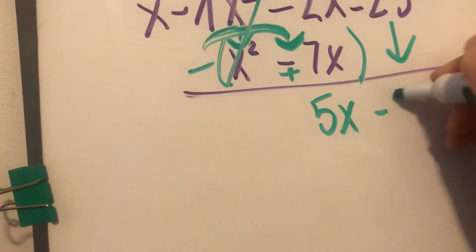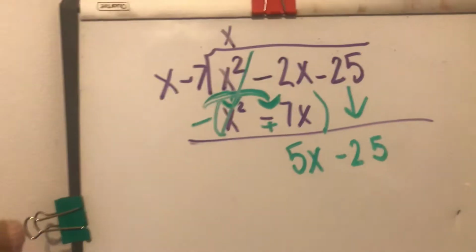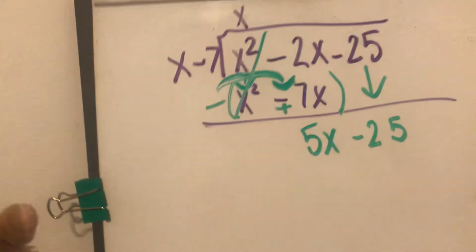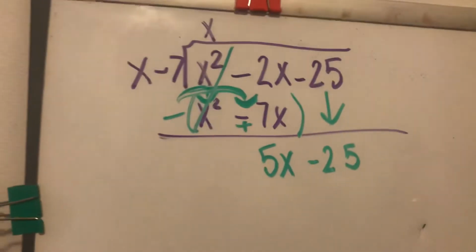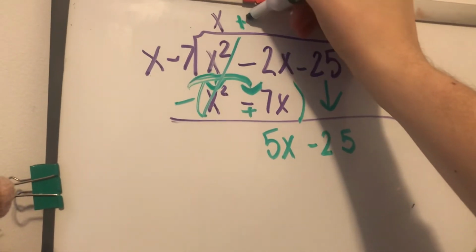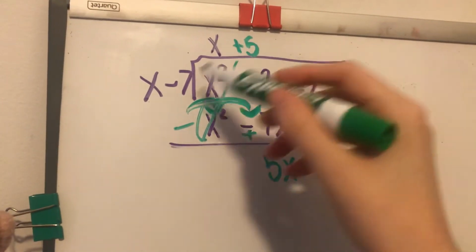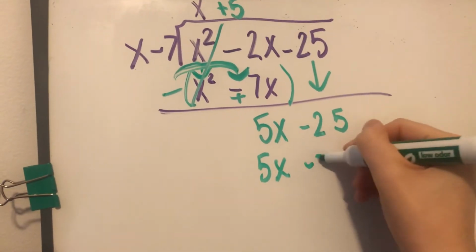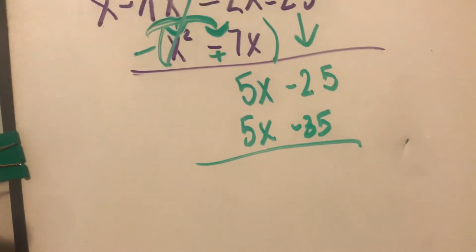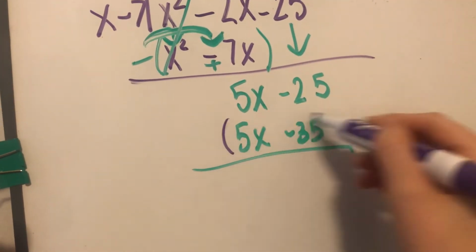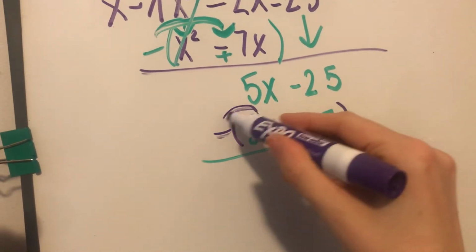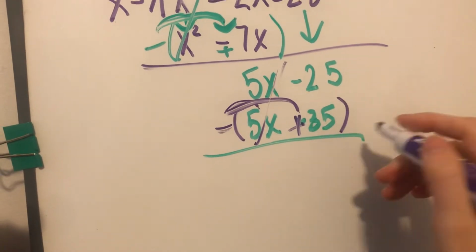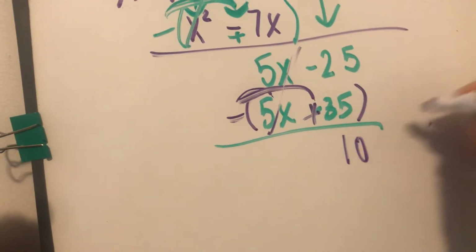Next, I'm going to bring down this minus 25. Now I have an x here. Well, what do I need to multiply that by in order to eliminate that 5x? So we should be saying, I need a plus 5 here. 5 times x will give me a 5x. 5 times negative 7 will give me a negative 35. But again, I'm not done because I need to distribute this negative to both terms. So that will cancel out completely. This becomes a nice plus sign, and I will have a remainder of 10.